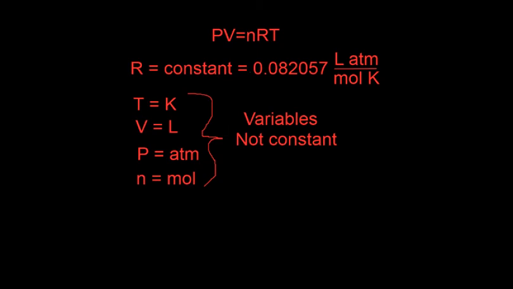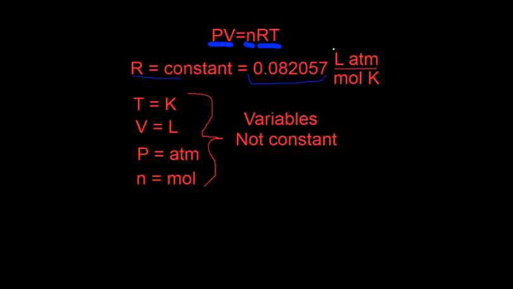Hey guys, this is a video on the ideal gas law. So what is the ideal gas law? The ideal gas law states that pressure times volume equals the amount times R times temperature. So what does that mean? Well, R is a constant and it equals this value here.